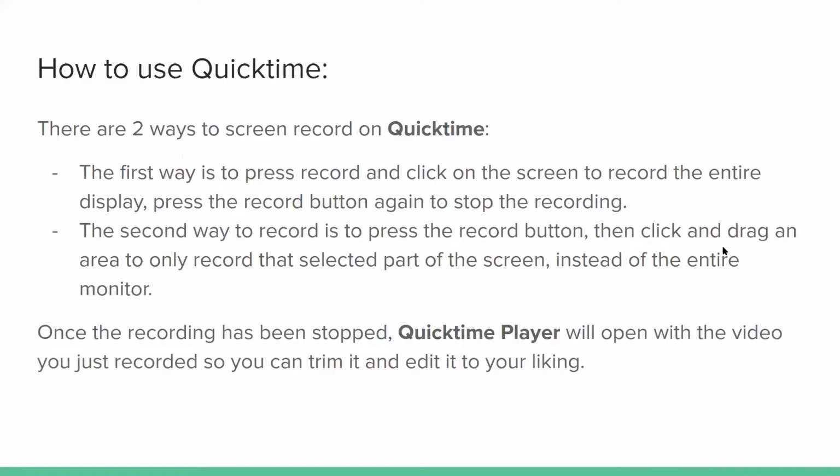So there are two ways to screen record on QuickTime. The first is to press record and click on the screen to record the entire display, and then press the record button again to stop the recording. The second way is to press the record button and then click and drag a little area on your screen to record just that area on the monitor. And then again, press the record button to stop the recording. Once the recording has been stopped, QuickTime Player will open with the video you just recorded, and you can trim it and edit it to your liking.